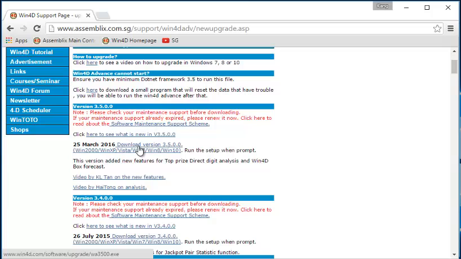Perhaps you may be confused by this. What I'm trying to explain to you is that the moment you download this particular version 3.5.0.0, it will automatically upgrade your version to 3.5.0.1. So please take note of this. All right, so this is where you should upgrade your software.